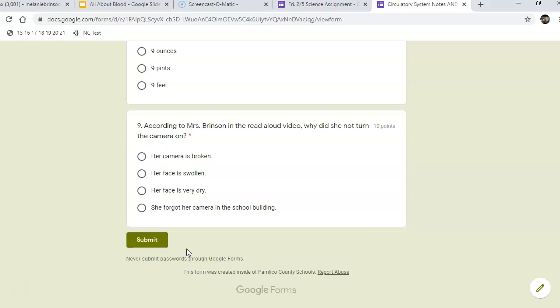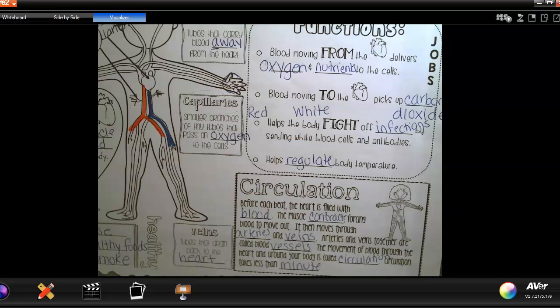If you need any help with anything, have any questions, you can reach out to me. I'll be more than happy to help you. Make sure that you have your circulatory system notes we took in your notebook. Here they are. And like I said, if you need anything, you can reach out to me, and this is due by 11:59 tonight.